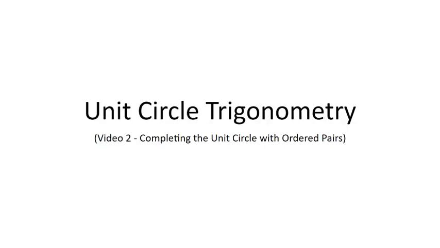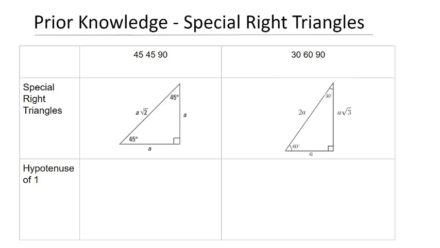In this video, we are going to finish out filling out the unit circle. We've already filled in the radians and degrees, so make sure you watch that previous video if you haven't yet. But now we're going to fill out these points that are on the perimeter. And what we need to know first is we need to have some prior knowledge about special right triangles, or nothing in this video is going to make sense.